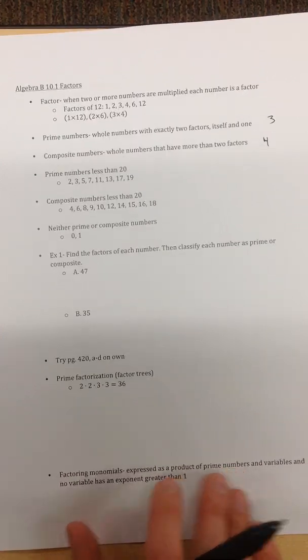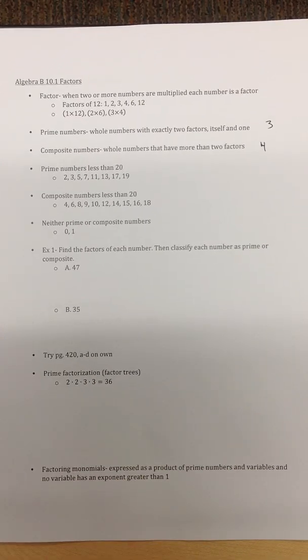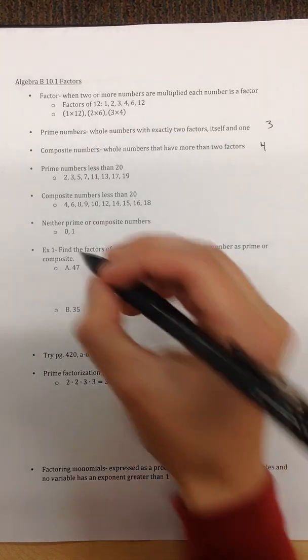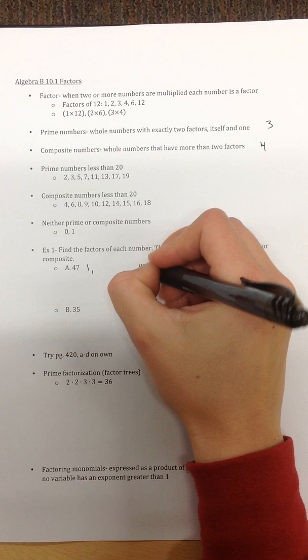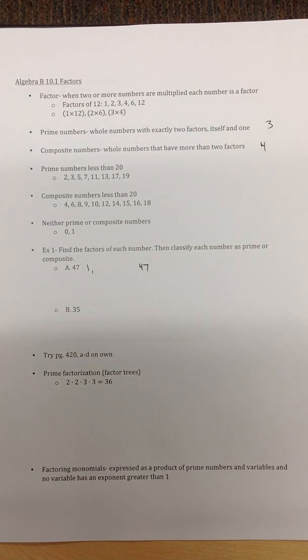Alright, so let's look at these examples here. So, example 1, find the factors of each number, and then classify each number as prime or composite. Okay, so basically what we want to do is go through and see what numbers multiply to be 47. So we know we've always got 1 and whatever the number is, 47. And then what I would do is go through and check numbers to see if 47 is divisible by anything. So let me get my calculator here.